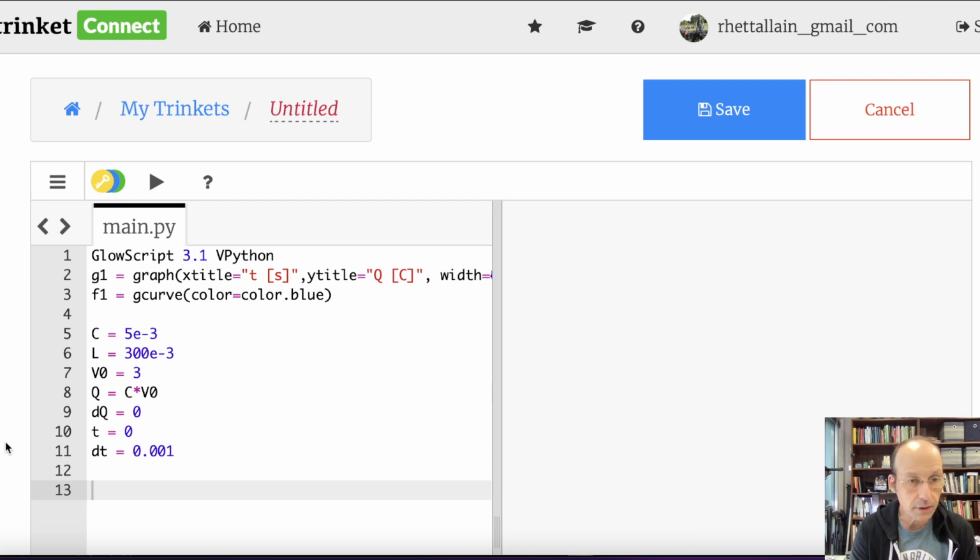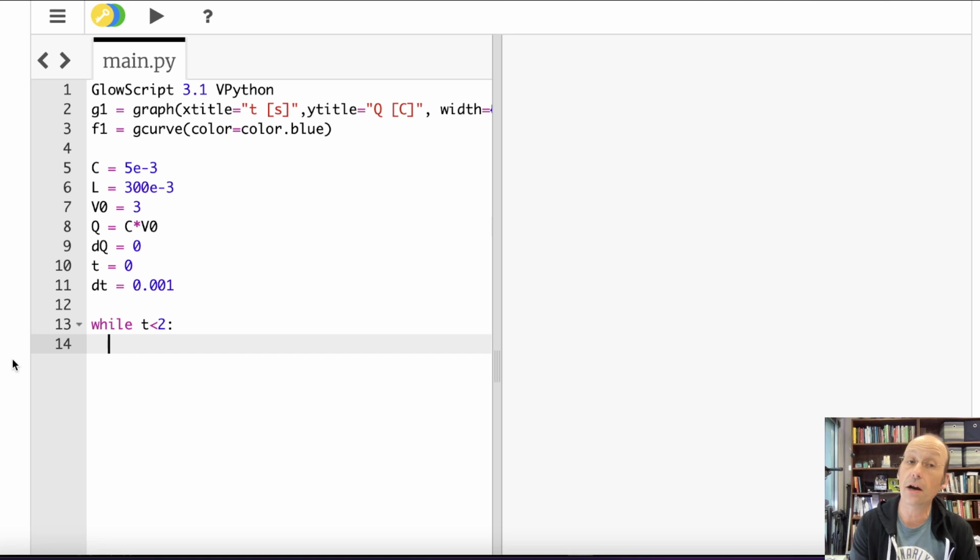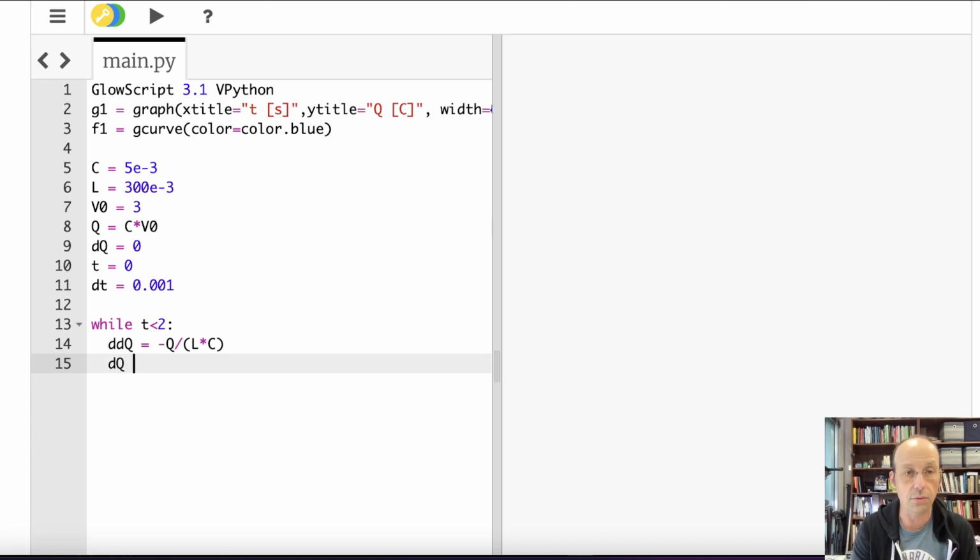So I'm going to say, let's just do this for 2 seconds. While t is less than 2, I'm not going to do a rate because I don't really care how long this animates. The first thing I'm going to do is calculate the second derivative of the charge, ddq, I'm calling that. And that's just going to be equal to negative q divided by L times c. That's just straight from that equation. I just calculated that. Now I'm going to use that to update dq. So I can say dq equals dq plus ddq times dt.